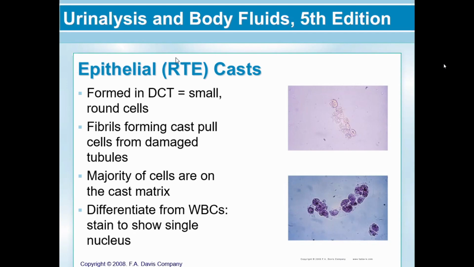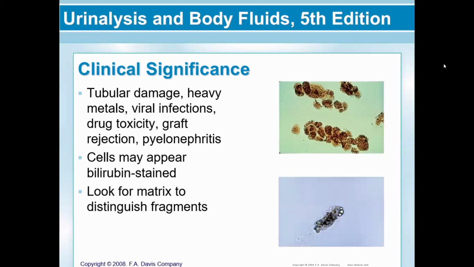Okay? So, for example, we can use staining techniques, okay? Or we can use your acetic acid, okay, to enhance nuclear detail for your WBC. Okay? Or staining for your RTE to show the single nucleus. Okay? That is again eccentrically located. Okay? So what's the clinical significance?